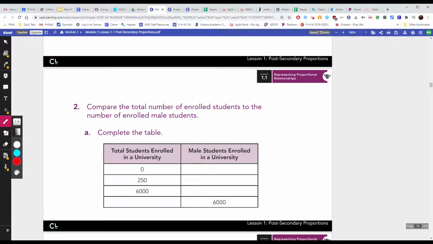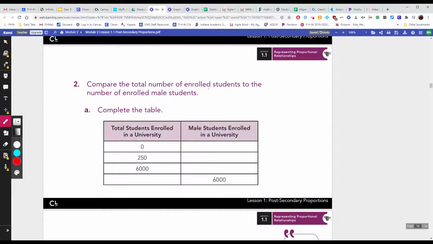Now for number 2, compare the total number of enrolled students to the number of enrolled male students. So now we're talking about male students. So remember that for the ratio of male students, there were 2 out of every 5. They've kind of flipped it around on us here. It says number of enrolled students to the number of male students. So they're really talking about this ratio from the getting started that we had in the previous video.